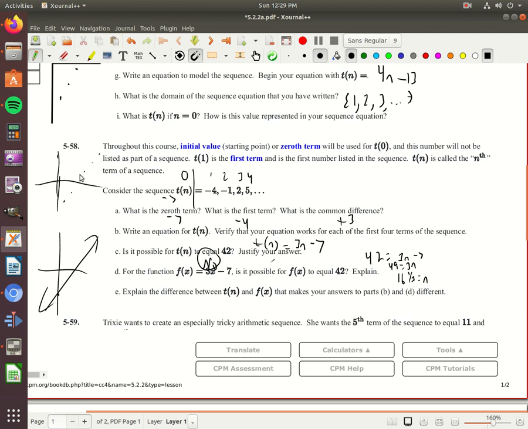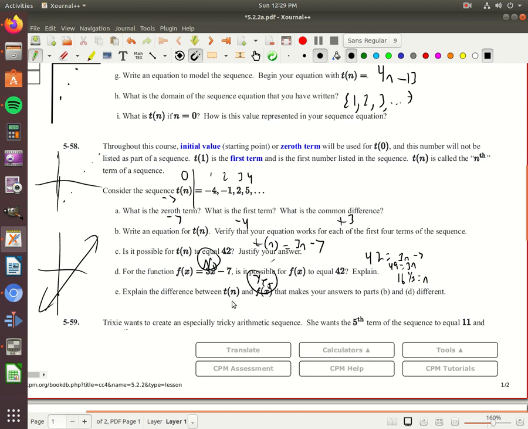So again, a sequence starts at 1 for the domain. It goes to 2, 3, 4, 5. Here we can have, if it's f of x, we can have a negative, we can have a 0, we can have a decimal, all those things. So that's really important to understand. So here we could have an output that is 42, whereas here we couldn't. T of n means sequence, f of x means not a sequence.